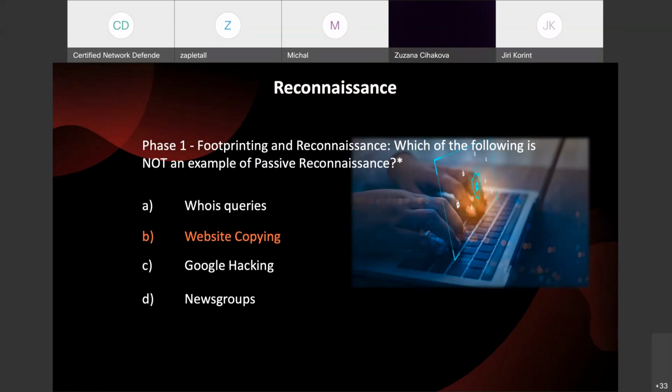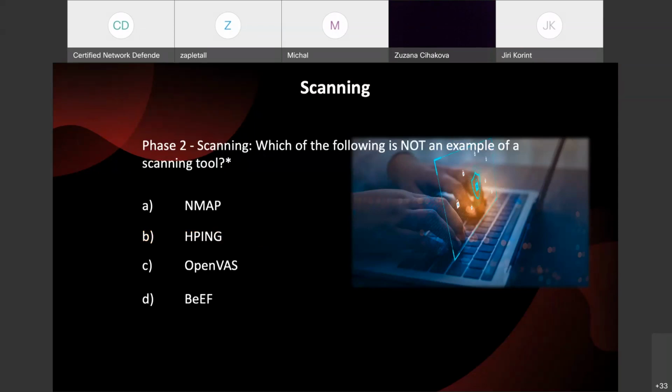Judging on the time, I do want to try and keep it to 45 minutes, so I'll just run through these. Ultimately, the others, whois queries, newsgroups, and utilizing Google search, are examples of passive reconnaissance.